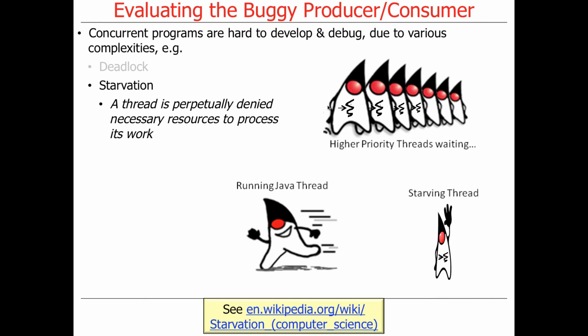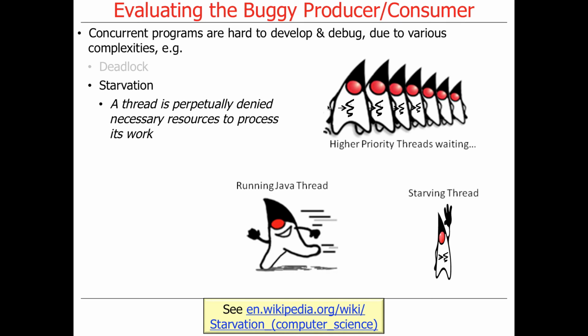Another problem is called starvation. And so the problem here is a thread is perpetually denied the necessary resources to process its work or to do its thing, right? So here we might have some thread that's running, the running Java thread. We may have a bunch of other threads that are higher priority threads that are waiting. And when the running thread is done, one of these high priority threads is going to get a chance to go. But there may be one or more threads who never get a chance to run. So it ends up starving, right? It becomes weak and emaciated. And the reason is because the other threads are always getting a chance to run, and that thread is not given a chance to run.